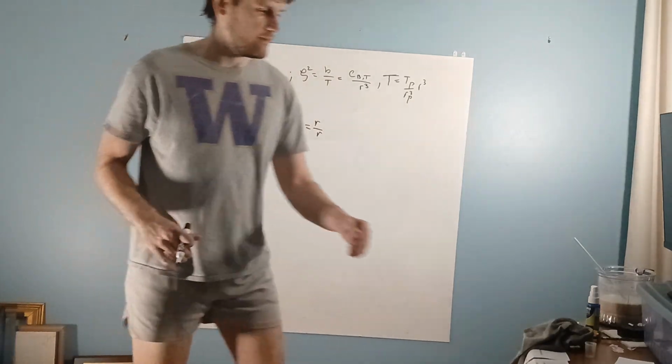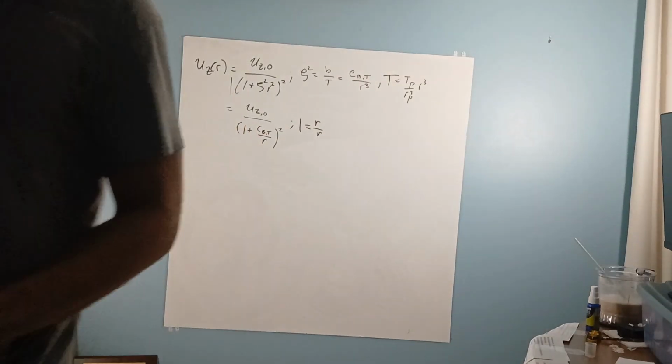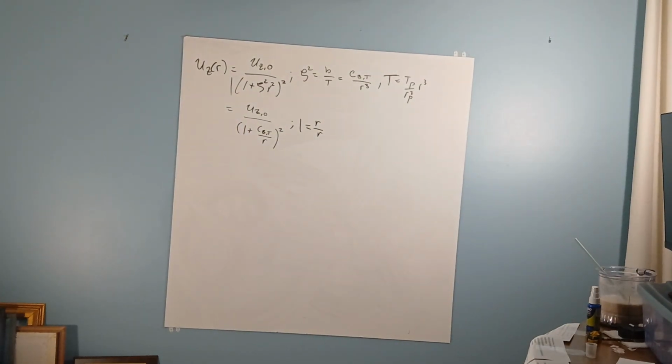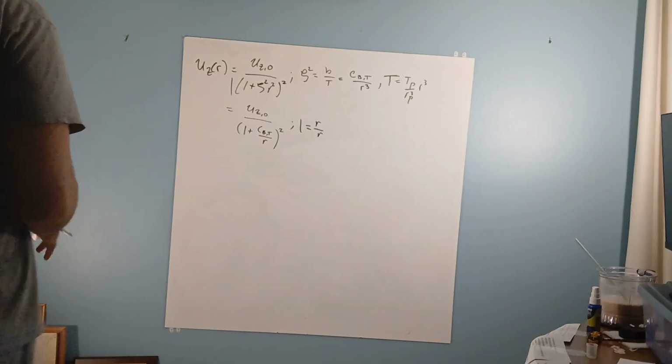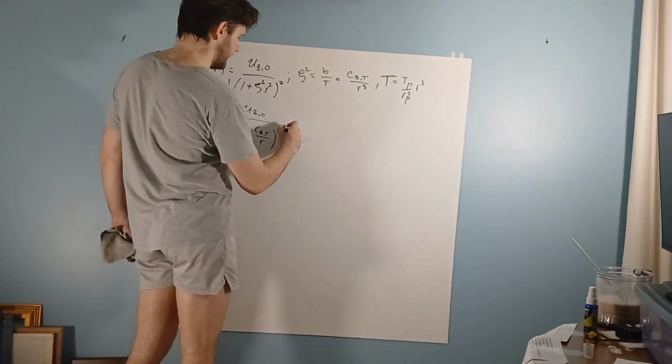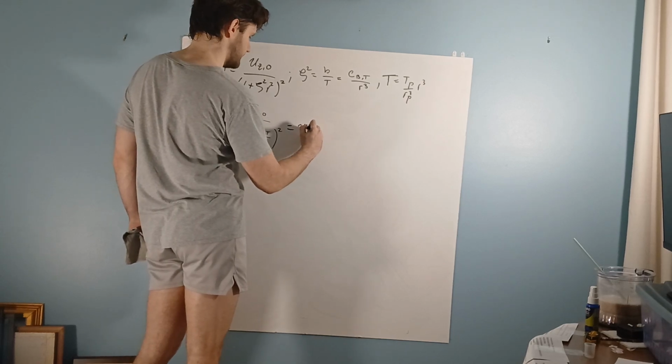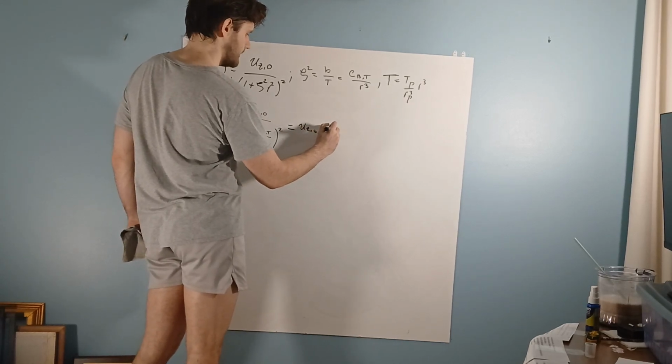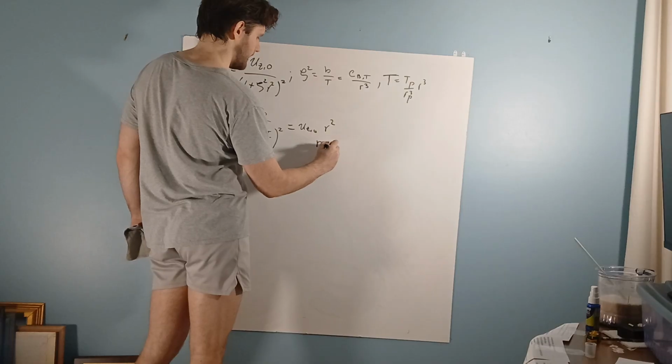So let's go ahead and do that. I'm just going to check real quick to make sure that the video is still on. Okay, good, it is. And so when we do that, what we get is UZ naught R squared R plus CBT quantity squared.